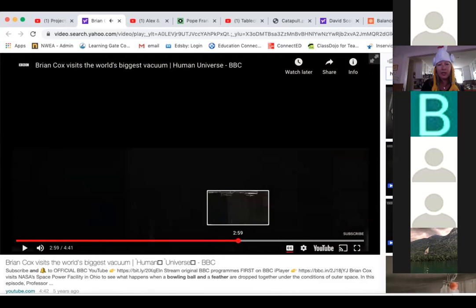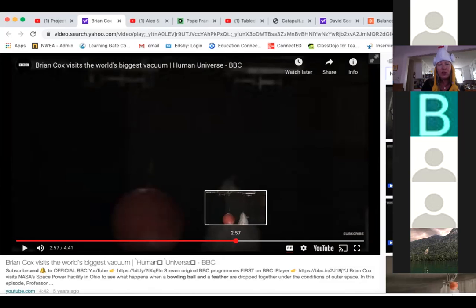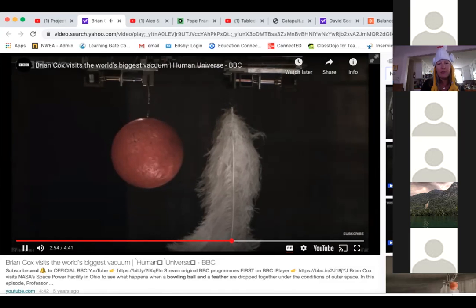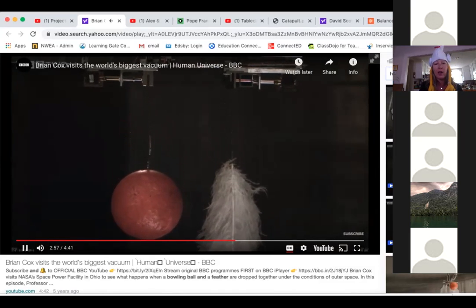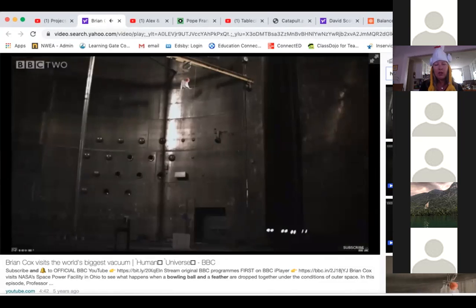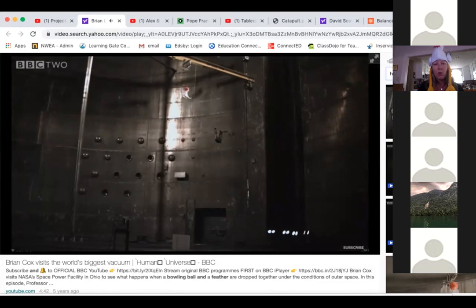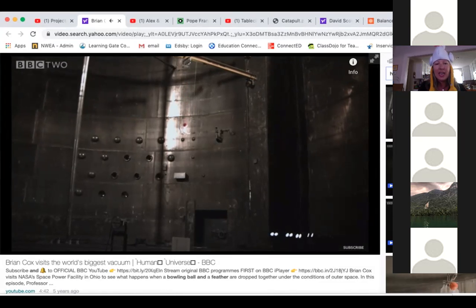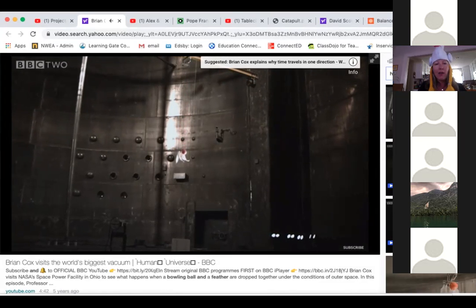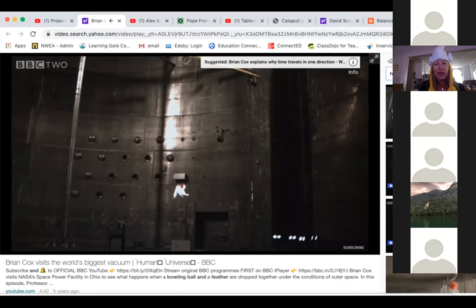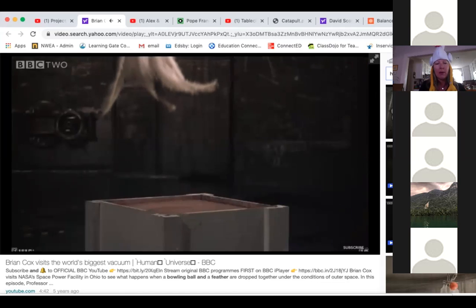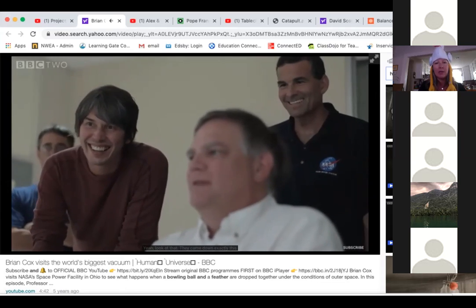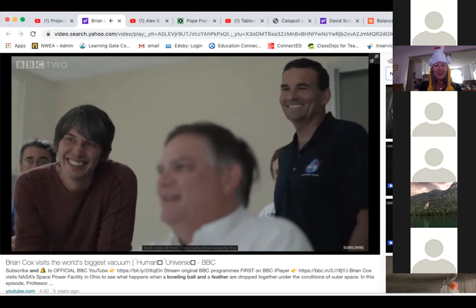Okay, I'm going to fast forward to right here where they drop a bowling ball and a feather at the same time in this vacuum chamber where there is no air. And notice that all objects without air fall to the ground at the same rate. The force of gravity is not the same, but they accelerate at the same rate. We'll have to talk about that more on Thursday, but notice, without air, they hit the ground at the same time. They came down exactly the same.